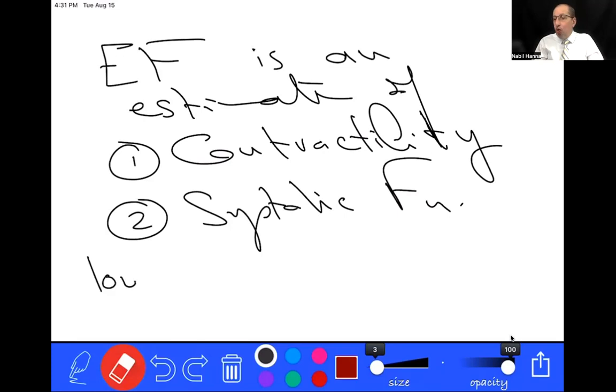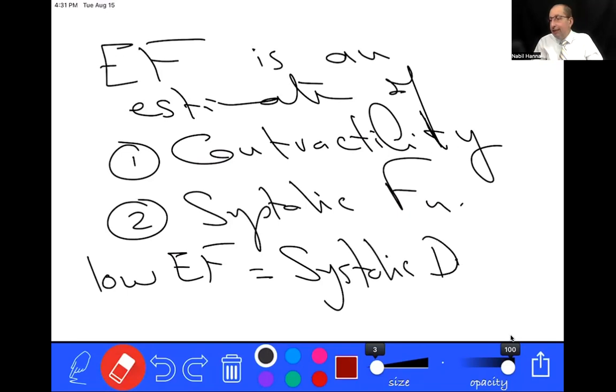So low ejection fraction means systolic dysfunction. What about diastolic dysfunction? Is the ejection fraction an estimate for the diastolic dysfunction? The answer is no. Simple no. The ejection fraction can be normal and the patient has diastolic dysfunction.